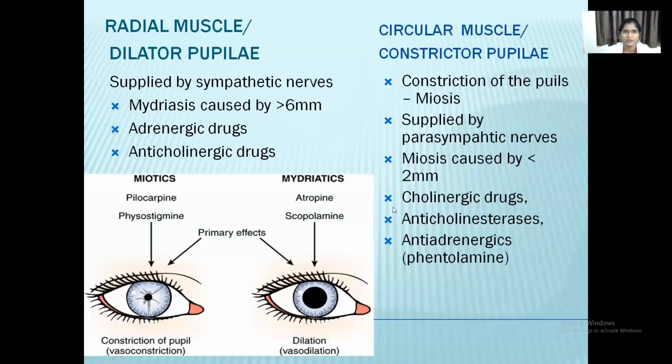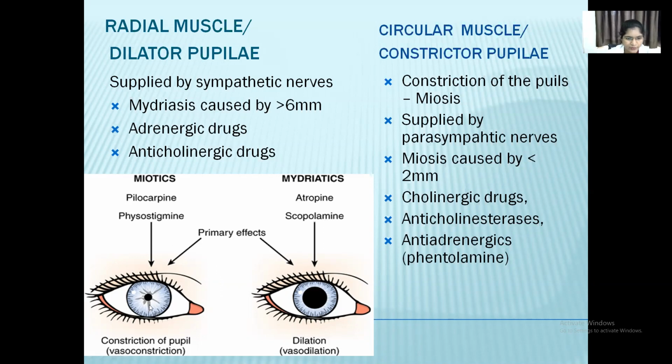Okay. Then here you can see the difference: radial muscles are also called dilator pupillae and circular muscles are also called constrictor pupillae. The radial muscles are supplied by sympathetic nerves. Dilating the pupil size is called mydriasis. Those drugs are adrenergic drugs and anticholinergic drugs. Adrenergic drugs are ephedrine and phenylephrine, and anticholinergic drugs are atropine. These drugs cause mydriasis.